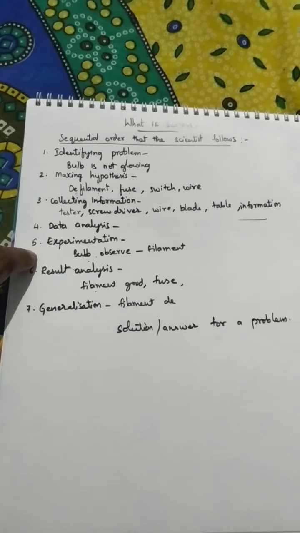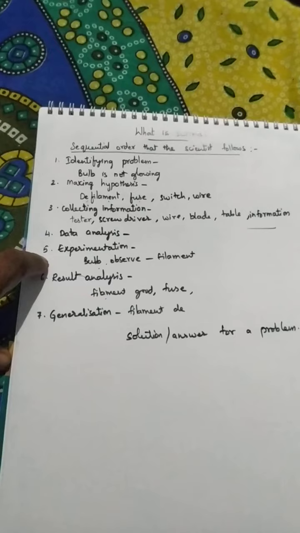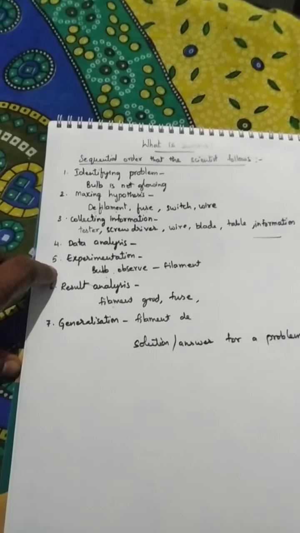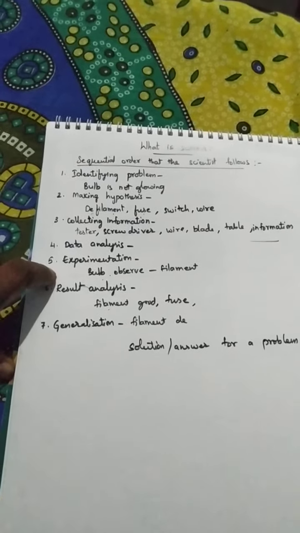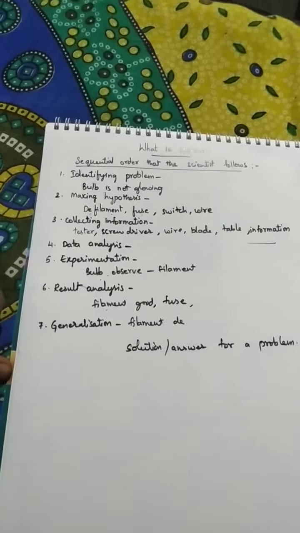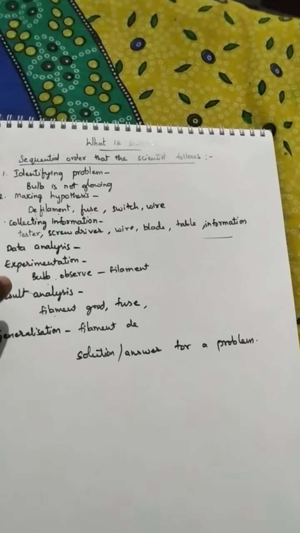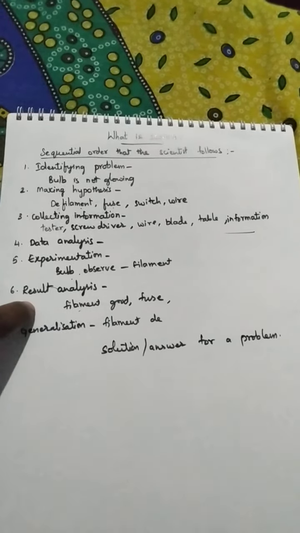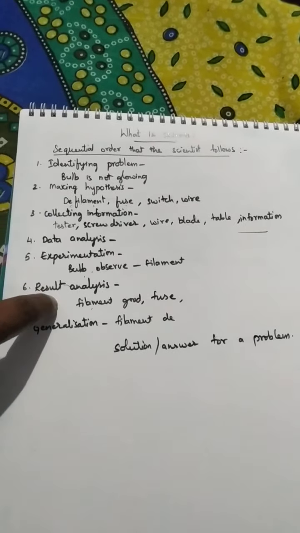After that you will start experimenting. You will climb the table and take out the bulb. In the bulb you will observe the filament, first point. If the filament is okay, the filament is normal, no problem with the filament, then what do you have to do? You have to check the fuse, or check the switch, or check the wire. Like that, everything you will check. After checking, result analysis. Result analysis means why the bulb is not functioning. You will get the answer, isn't it?